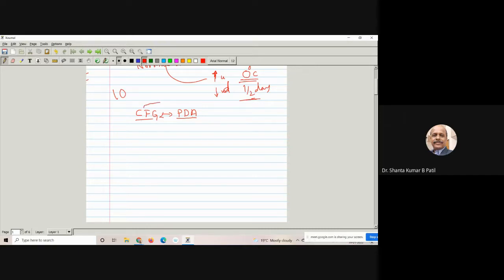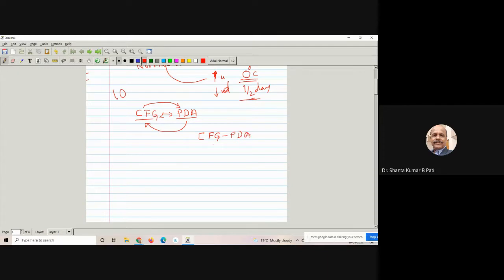CFG has its own PDA, and whatever the problem in the form of PDA, it has its own CFG. We will see, when the CFG is given, how to find the equivalent PDA. For example, if the CFG is like this, the question will always ask CFG to PDA. PDA to CFG, only one or two times the question has been asked. Most of the time the question will be on CFG to PDA.